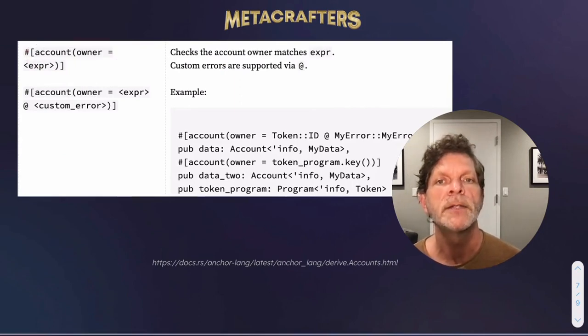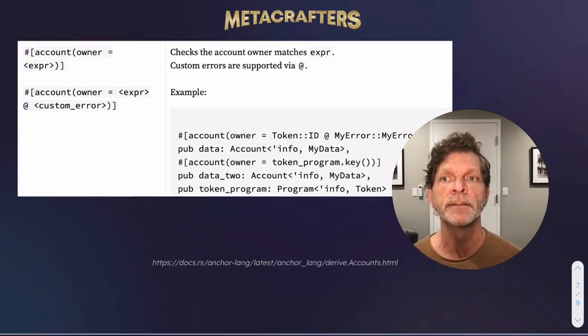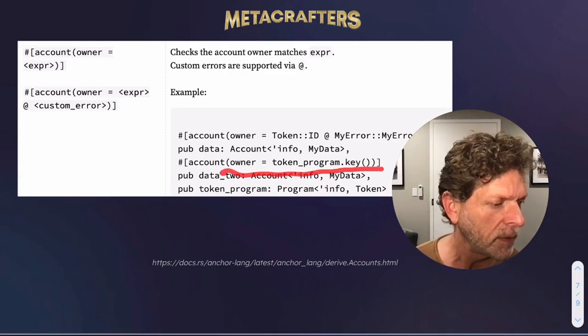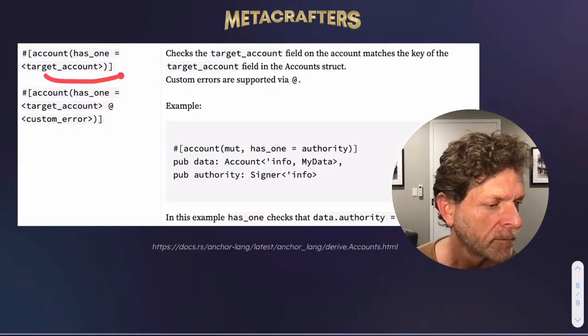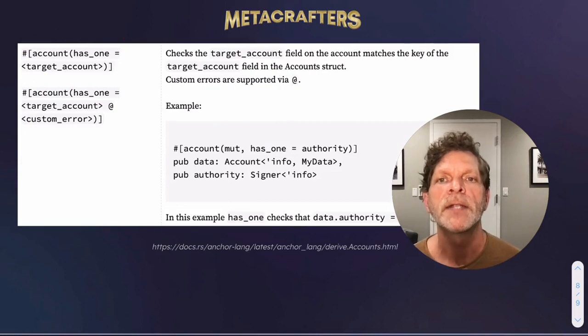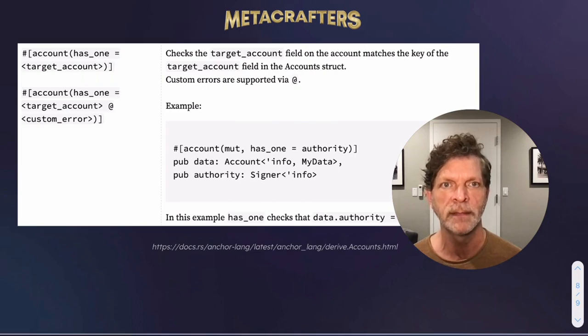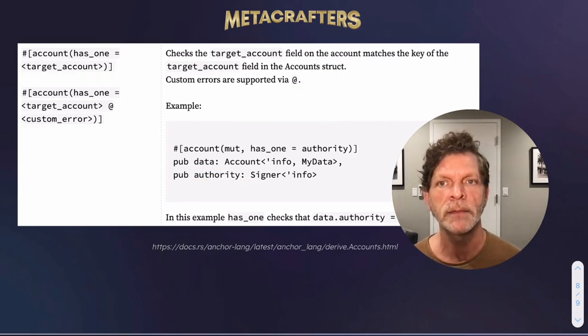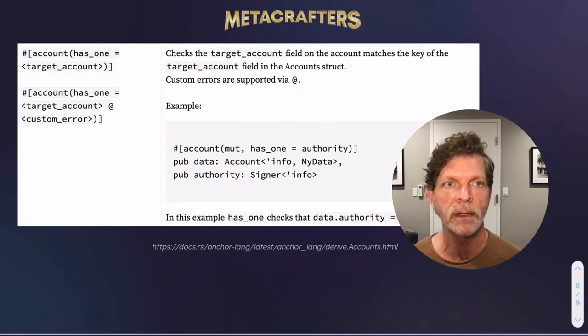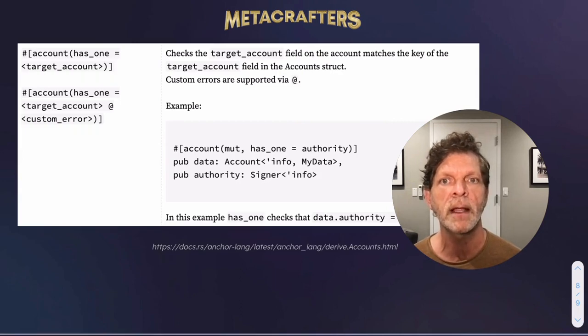Account owner checks the account owner and matches the expression. For example, you could check that the account owner is equal to the public key of a program or another account's public key. See, owner equals token_program.key. Has one checks that the target account's field on the account matches the key of the target account field in the account's struct. Here you can see 2 accounts, data and authority. Has one checks that there is a field named after the authority account on the data account, and the data stored on that account is equal to the authority account's public key.